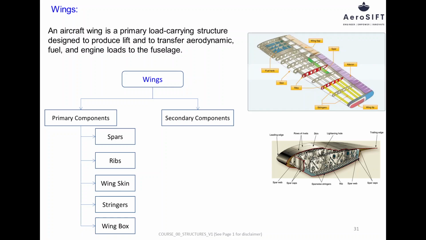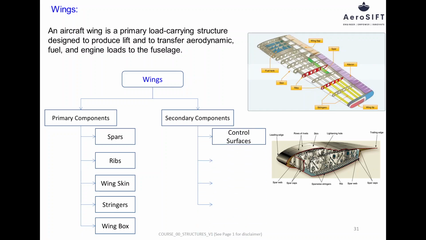The wing box is the main structural core of the wing, formed by the front and rear spars, upper and lower wing skins, and stringers. It carries the majority of bending and torsional loads acting on the wing. In many aircraft, the wing box also serves as an integral fuel tank, making it a critical structure for both strength and functionality.